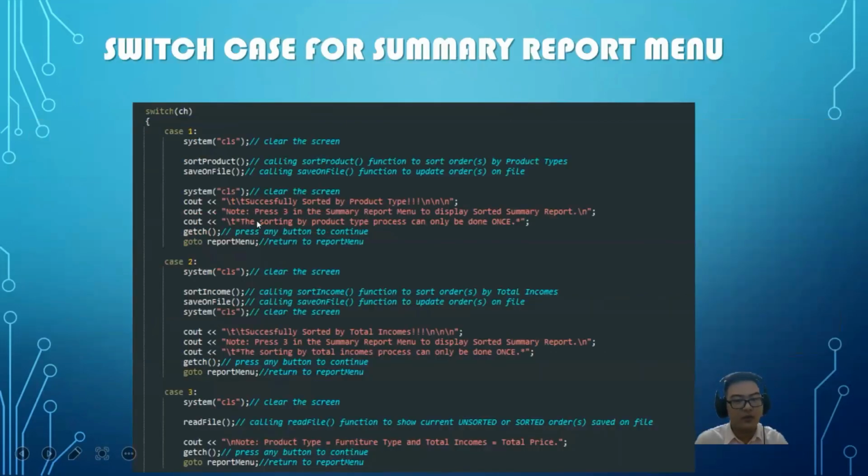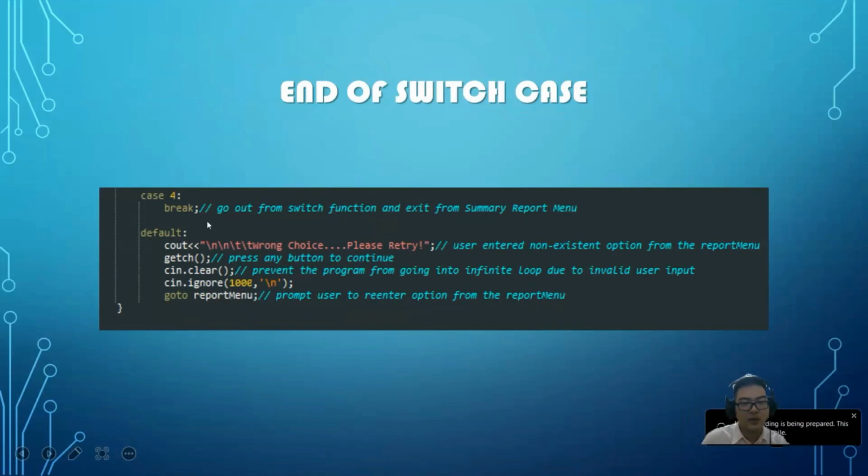So below is the switch case. Any cases except 4 will return the user to the summary report menu. Case 1 will call the sort product function and the save on file function. Case 2, on the other hand, will call the sort income function. Case 3 is for showing the unsorted or sorted orders saved on file by the read file function. Case 4, as mentioned earlier, exits the report menu function. By default, the user will be reminded of any invalid inputs.